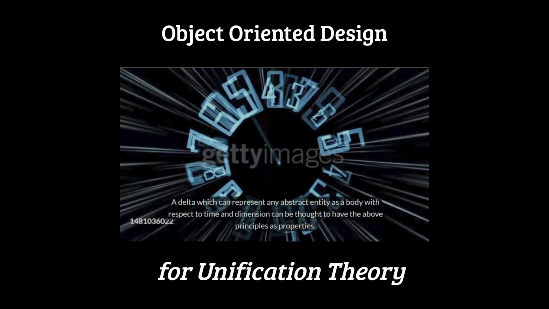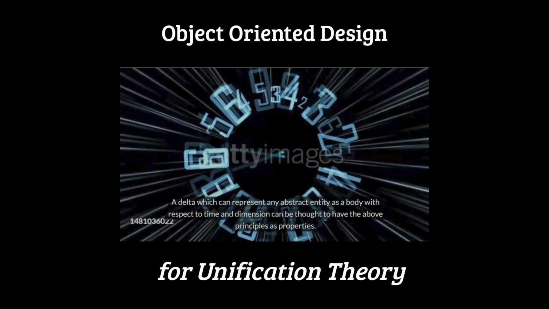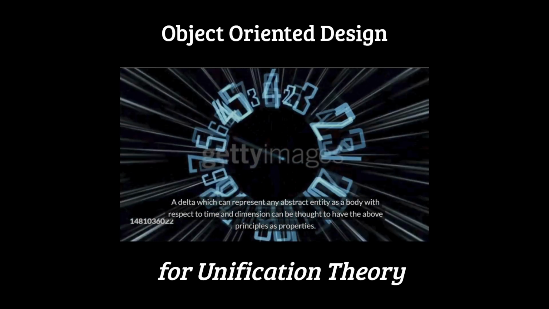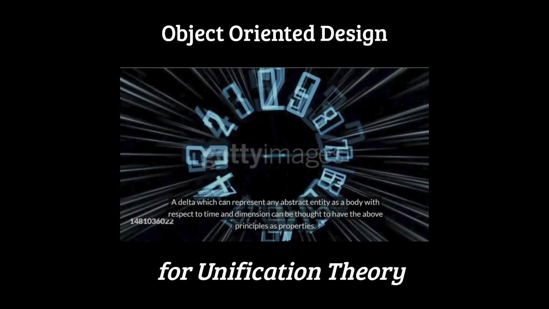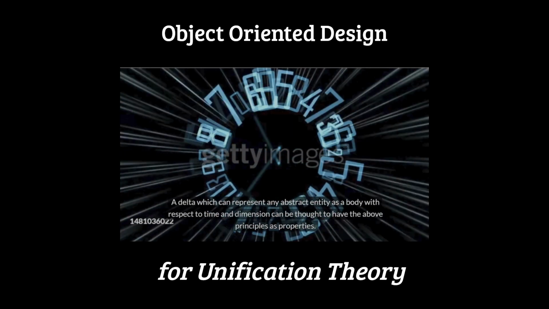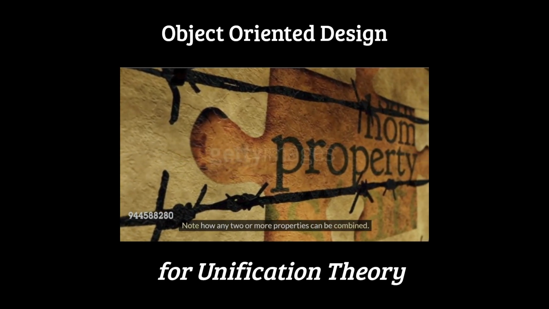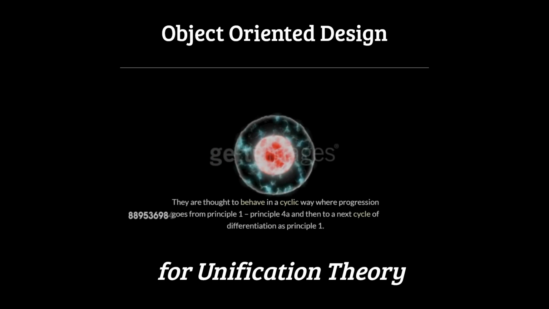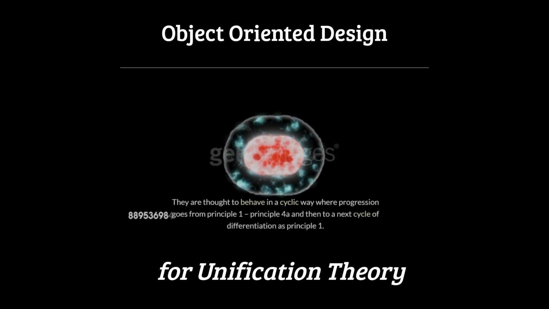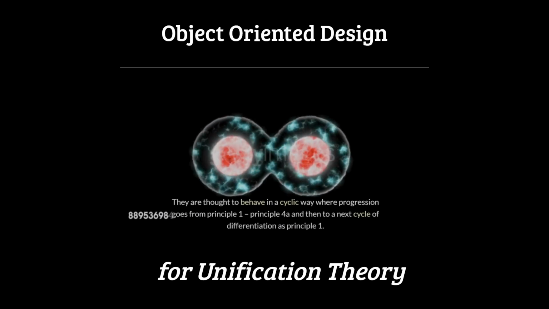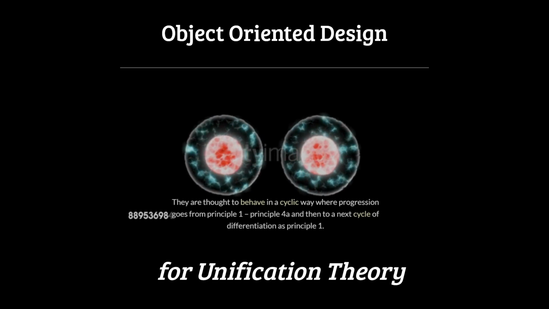A delta, which can represent any abstract entity as a body with respect to time and dimension, can be thought to have the above principles as properties. Note how any 2 or more properties can be combined. They are thought to behave in a cyclic way where progression goes from principle 1, principle 4a, and then to a next cycle of differentiation as principle 1.